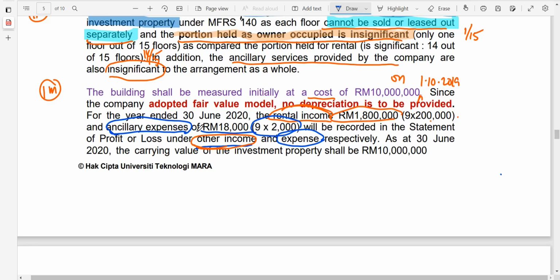As at 30th June 2020, the carrying value of the investment property shall just be at 10 million because there is no fair value assessment being made yet for that initial cost of 10 million. So it is still 10 million because there is no depreciation to be provided since the company uses the fair value model. Okay, done with that.